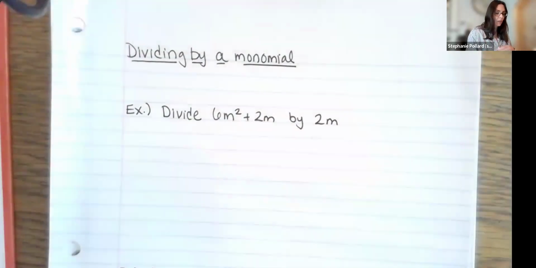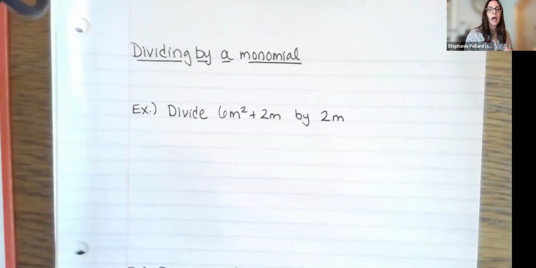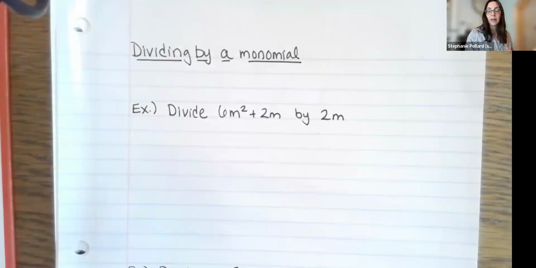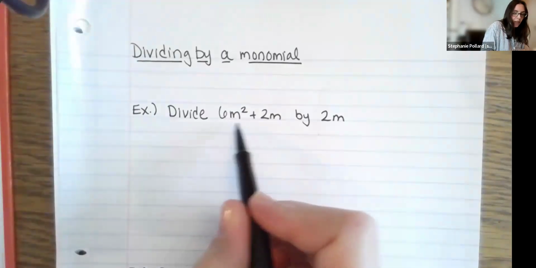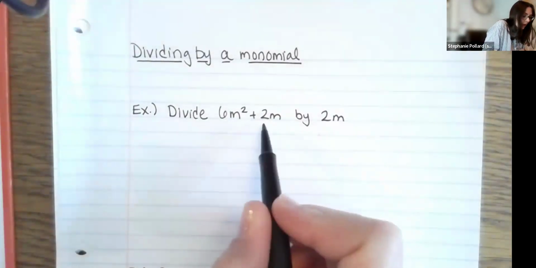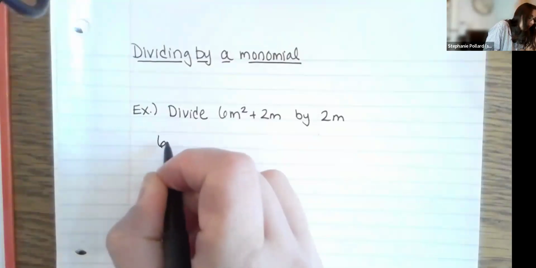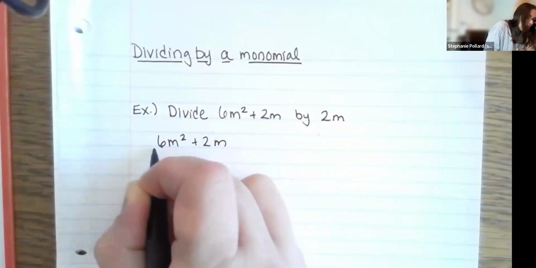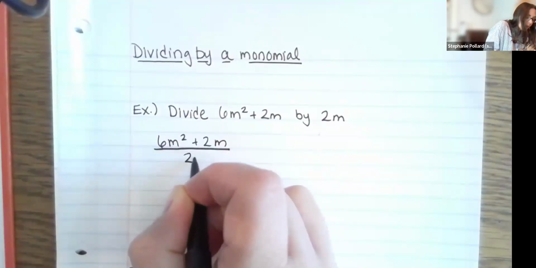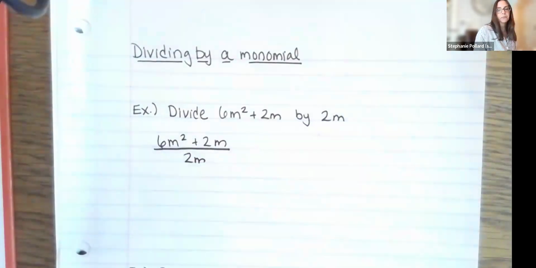Now, although there are different ways you can do it, I think the easiest way to divide by a monomial is to just separate it out into different parts. So let me show you. I'm going to take the thing that I am going to start with, so what I'm going to be dividing, and I'm dividing that by 2m, right? So that's what I'm dividing by. So we can write it this way as well.